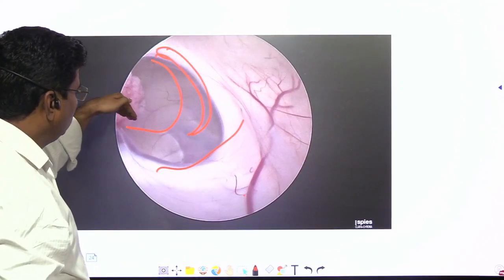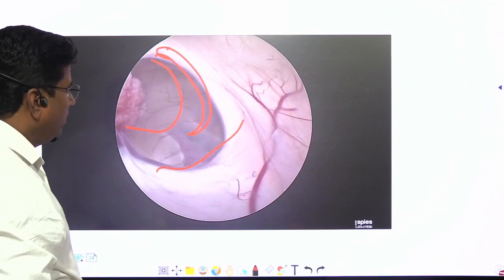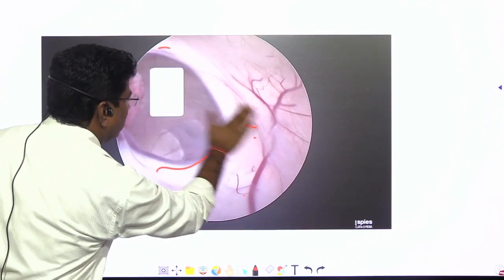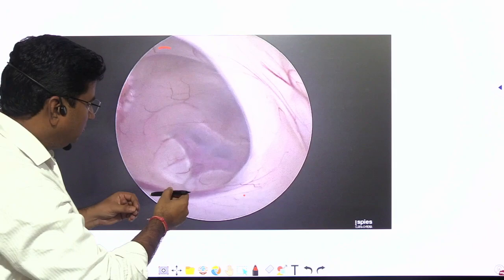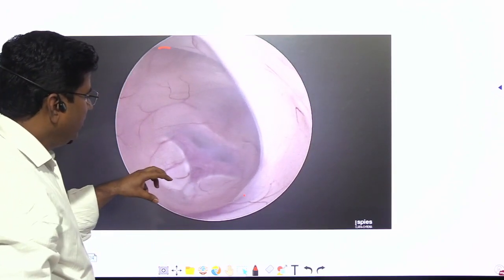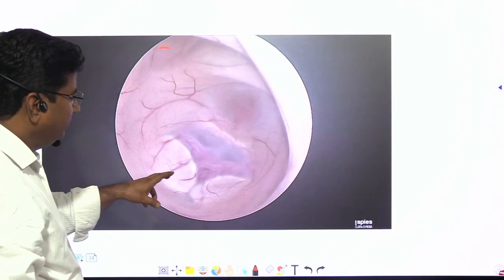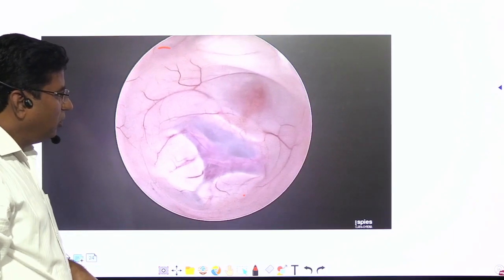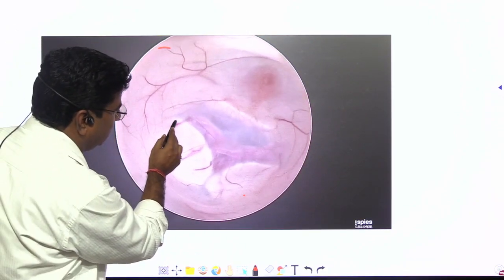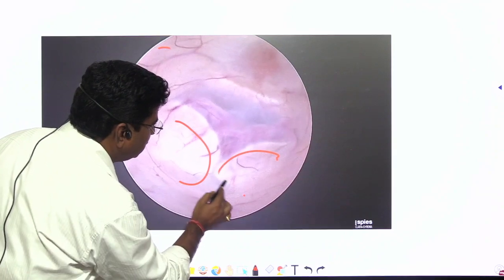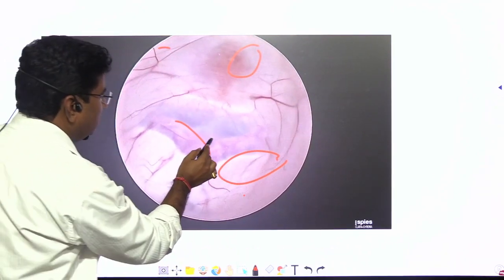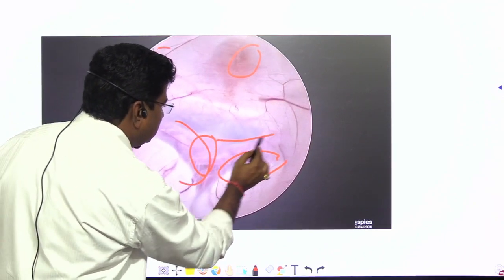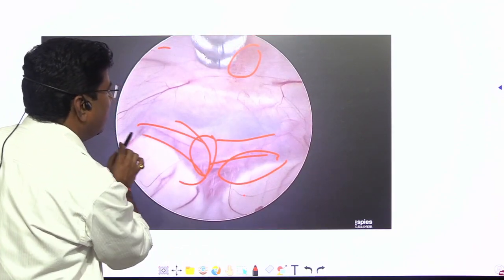The choroid plexus goes through the foramen of Monro. Then you go inside the foramen of Monro. After going inside, you may observe the structures in the floor of the third ventricle. Both of these are mammillary bodies, and this is the median eminence. This is the basilar artery, and these are its branches, the superior cerebellar arteries.